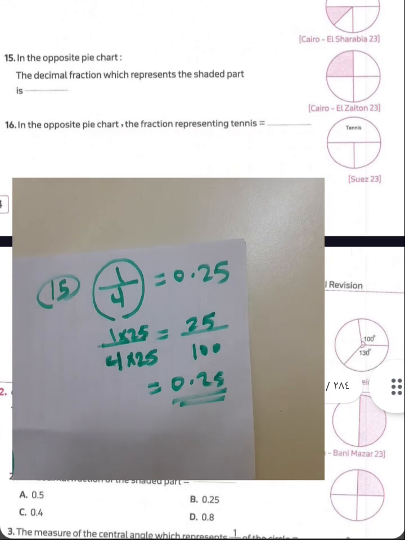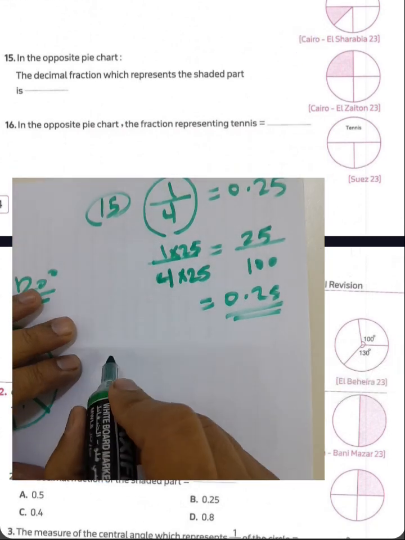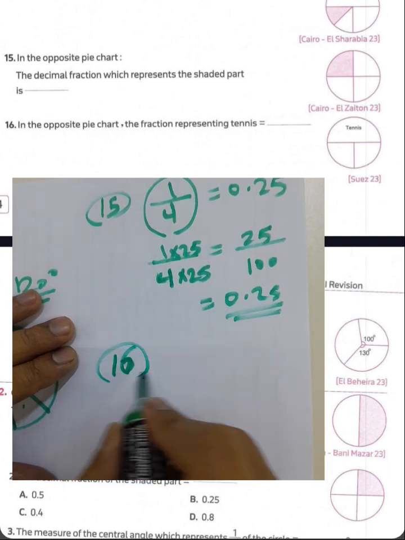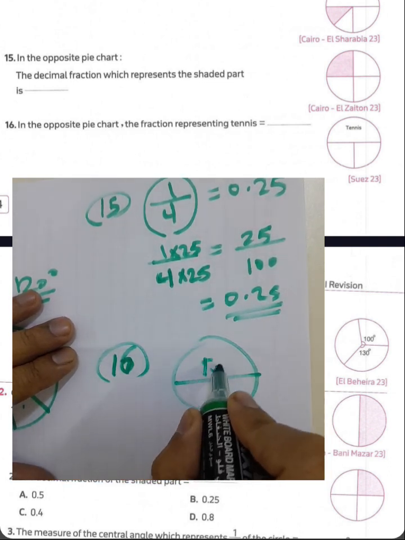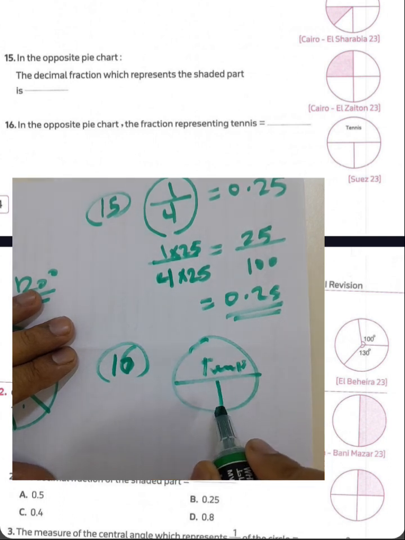Question 16, the opposite pie chart, the fraction that represents tennis equals half. Because the tennis here refers to half of the circle. Okay, you can write here half for question 16.